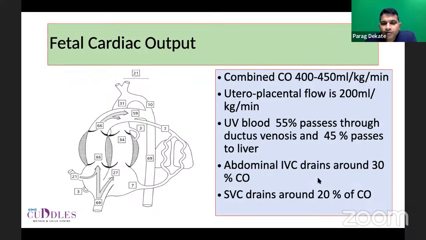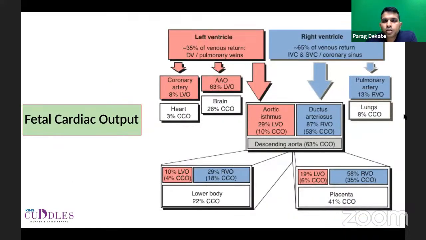The superior vena cava drains approximately 20% of the cardiac output. So basically, 30% is coming from the IVC, 20% is coming from the SVC, that is 50%, and the rest of the 50% is provided by the uteroplacental circulation. So let's see the segregation of this cardiac output in this schematic representation. What is happening is you have a left ventricle and right ventricle. So you can see 35% of the venous return goes into the left ventricle, which contributes to 35% of the cardiac output. And the right ventricle contributes almost 65% of the venous return and cardiac output.